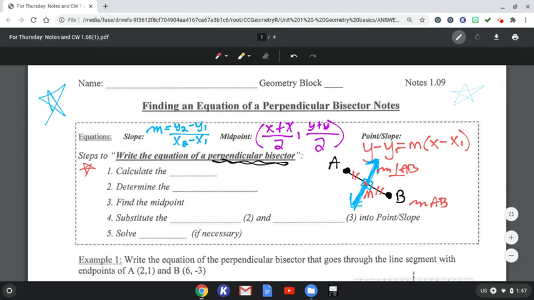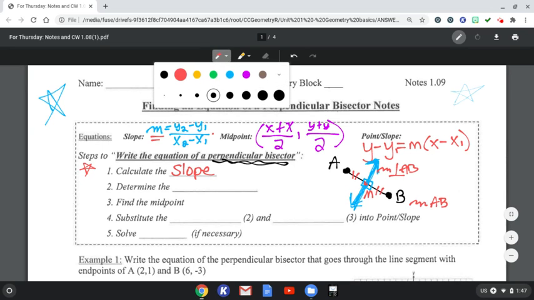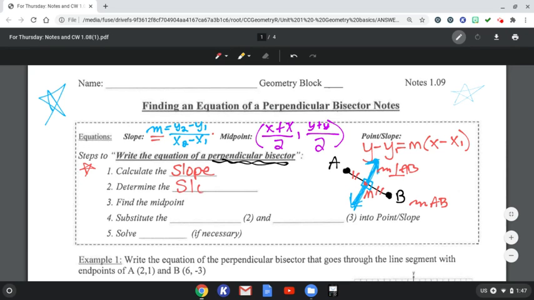So the steps to find this. First, we're going to calculate the slope of our line. And we're going to need our y minus y1 equals m times x minus x1. Then we're going to determine our slope perpendicular. So that's when we're going to find the negative reciprocal to that slope. Okay, we practiced that last time.